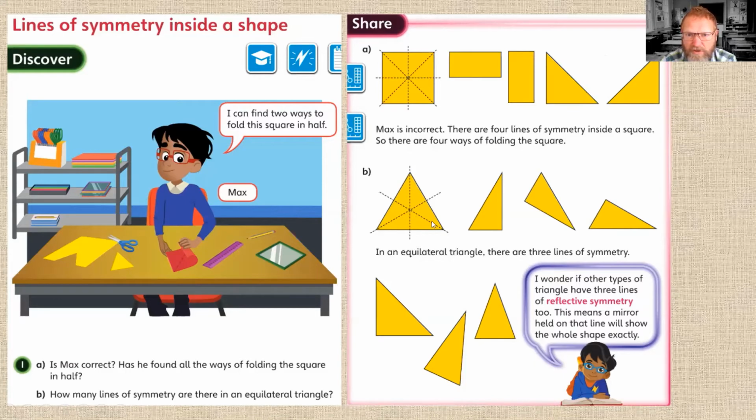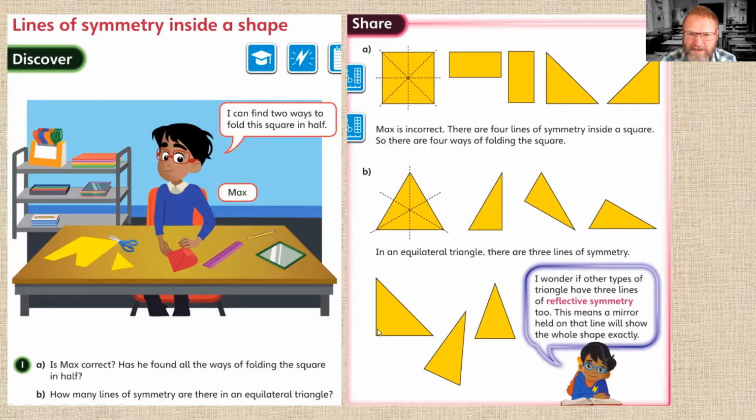We've got 2 diagonal lines of symmetry. Okay, and then if we fold them over, we end up with right-angled triangles just like this. In an equilateral triangle, there are 3 lines of symmetry, but what about these triangles here?